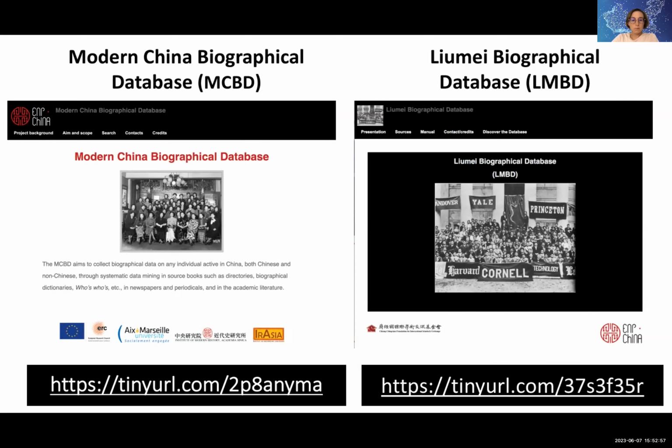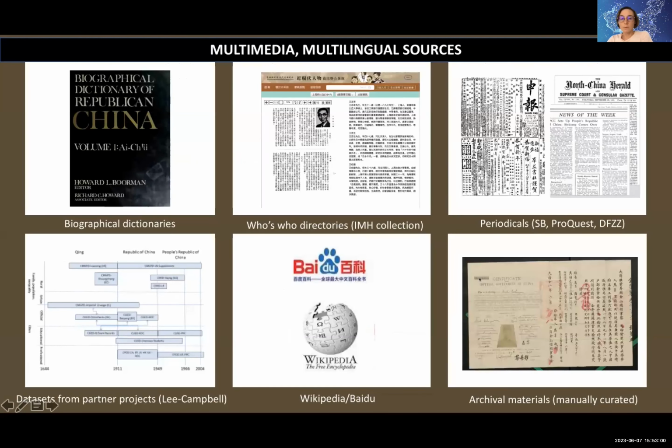I will now talk about the sources we use for extracting the data. The first major group of sources we use are biographical dictionaries. In fact, we started with the very famous Biographical Dictionary of Republican China by Howard Boorman. We also use directories and who's who books, particularly the rich collection digitized by the Institute of Modern History that Huimin has presented earlier. This includes business directories, student directories, and so on.